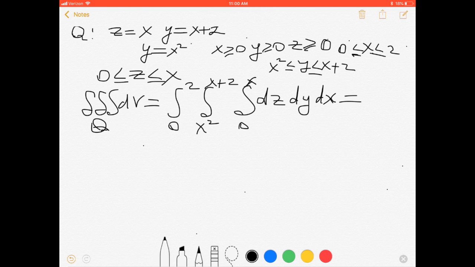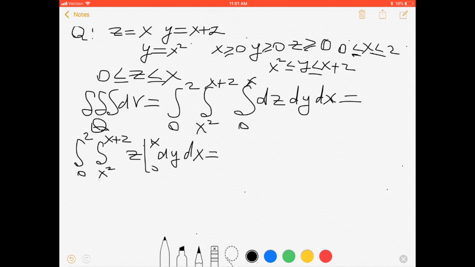Equal, okay, take the integral for z. This means we have z when we plug in 0 and x, dy dx. It will be the integral from 0 to 2, from x squared to x plus 2. Here we have x dy dx.